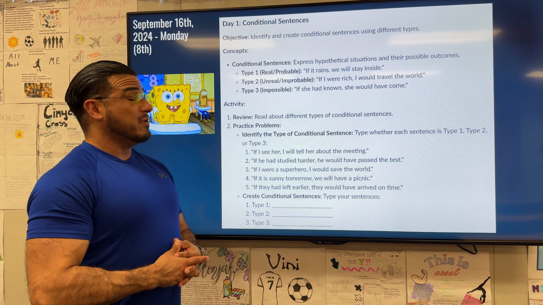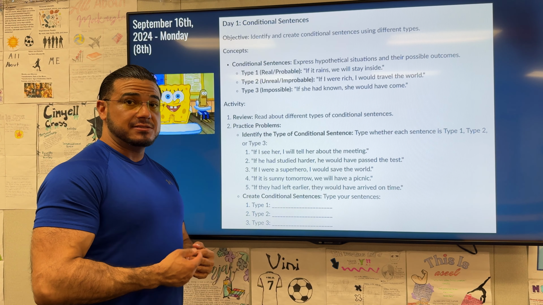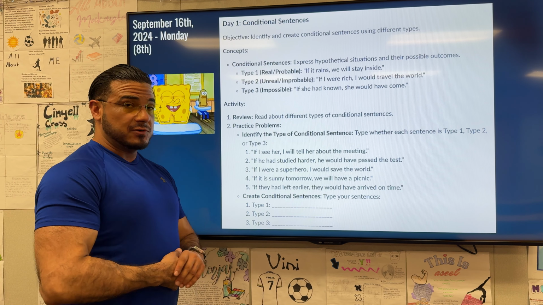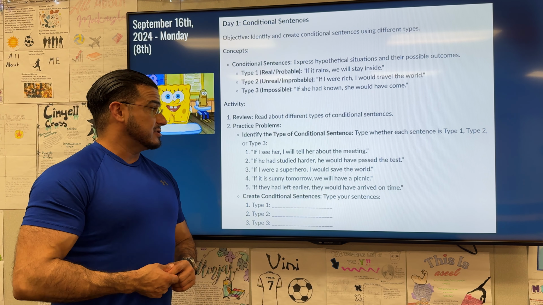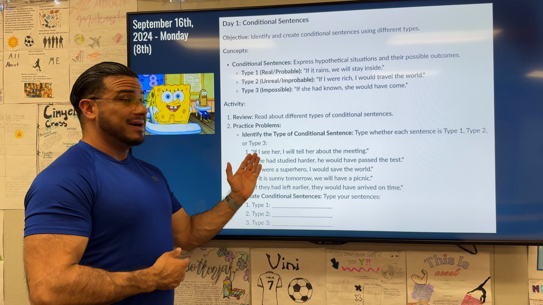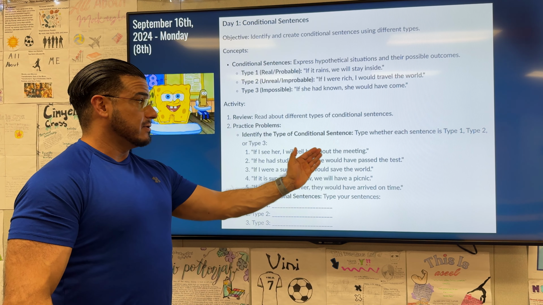All right, so now that we've reviewed the three types of conditional sentences, let's go ahead and examine these first 5 sentences to determine which is which. So looking at sentence 1, it starts again with if. So if I see her, I will tell her about the meeting.